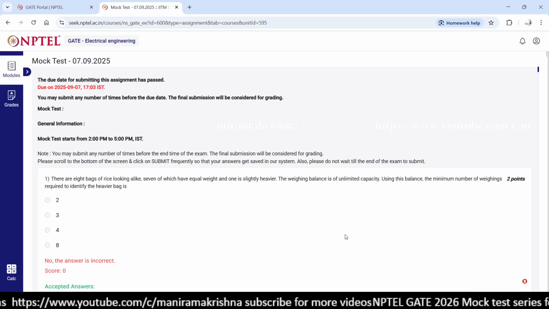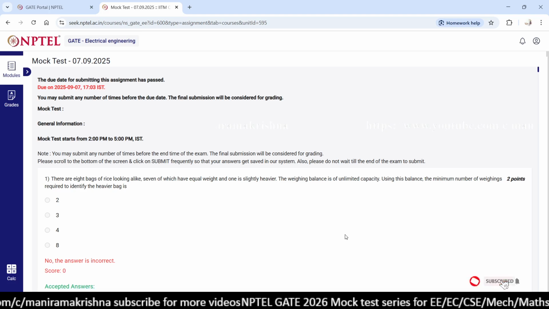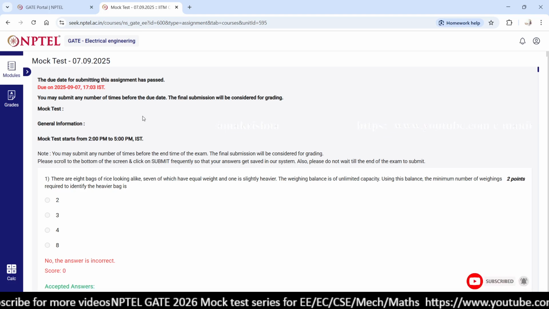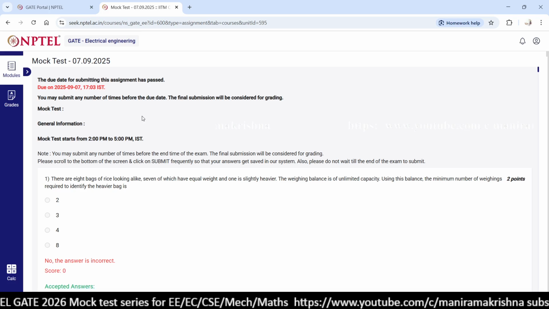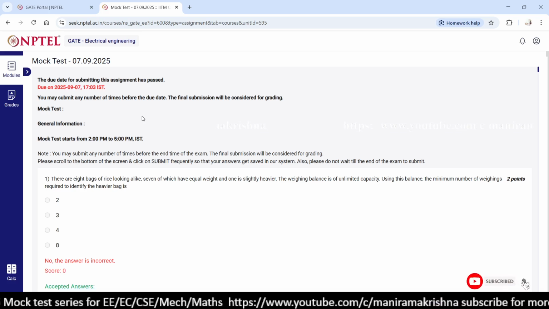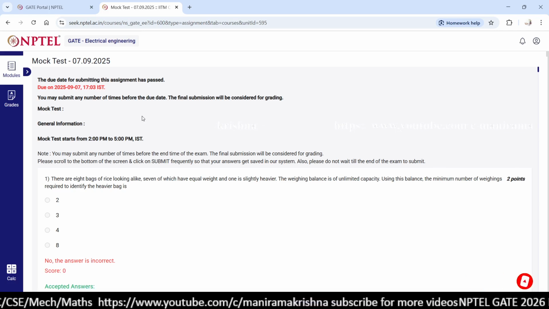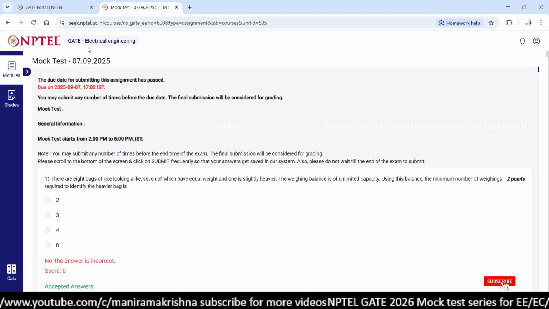So in this lecture, we are going to look at the mock test, GATE Electrical Engineering, for the date 7th September 2025, for the NPTEL GATE examination mock test series. So here are the questions we'll have. This is the fourth mock test week of the GATE NPTEL for the subject code Electrical Engineering.